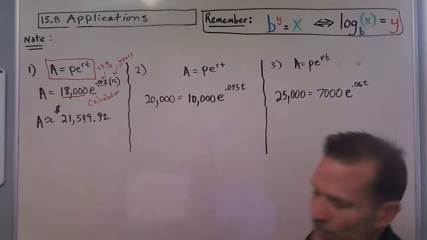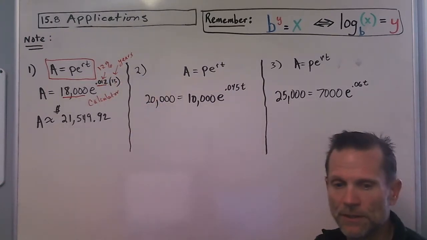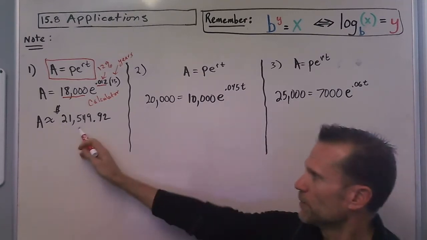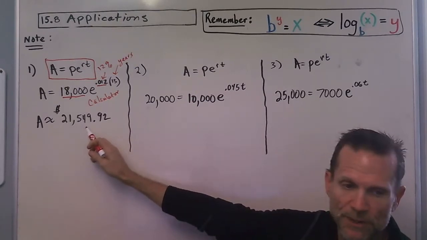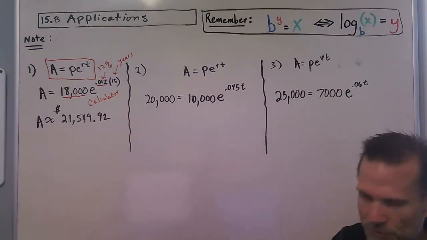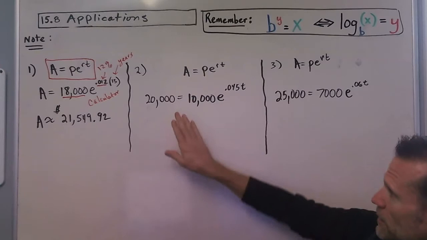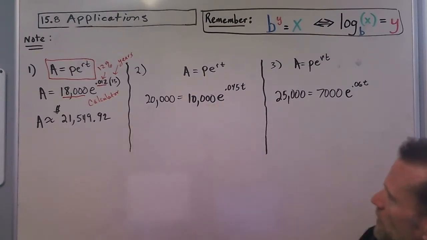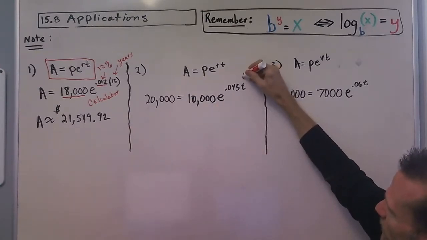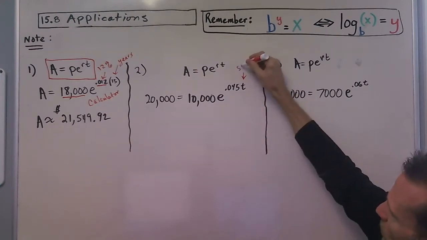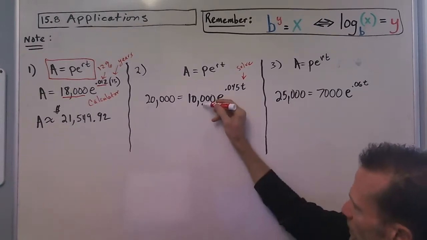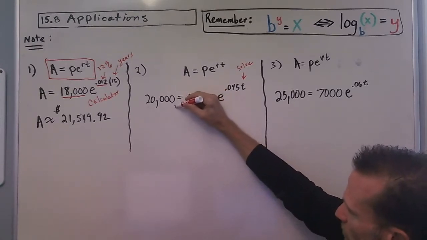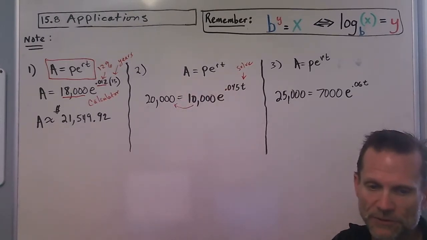So that one's similar to something we saw in 15.3, and then we round our answer. So this 18,000 grows to $21,549 roughly. Okay. Now this problem is a little different than this one because if you see here, we're going to have to solve for the number of years that $10,000 is going to grow to $20,000.